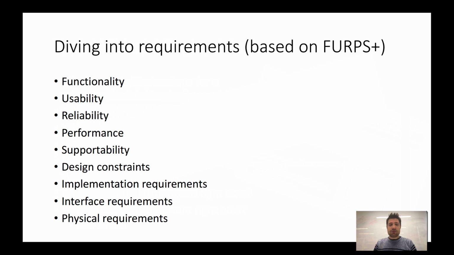Then I basically mentioned the Volere template that our book mentions, so I'm not going to dive too much into it because it's really well explained in the book. But basically, one can use this as a sort of checklist to make sure that your requirements have everything that is important.